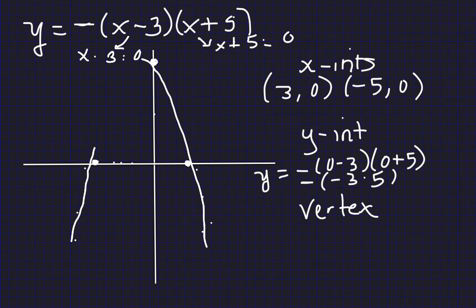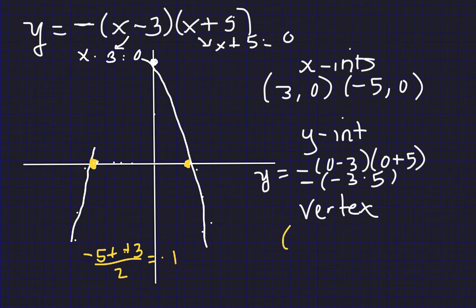And again, I don't know exactly where it is, but I know it's halfway between those two x-intercepts. Two x-intercepts are 5 and negative 3. So if I add those together, 5 plus negative 3 is positive 2. Sorry, negative 5 and positive 3. Negative 5 plus 3 is negative 2, divided by 2 is negative 1.